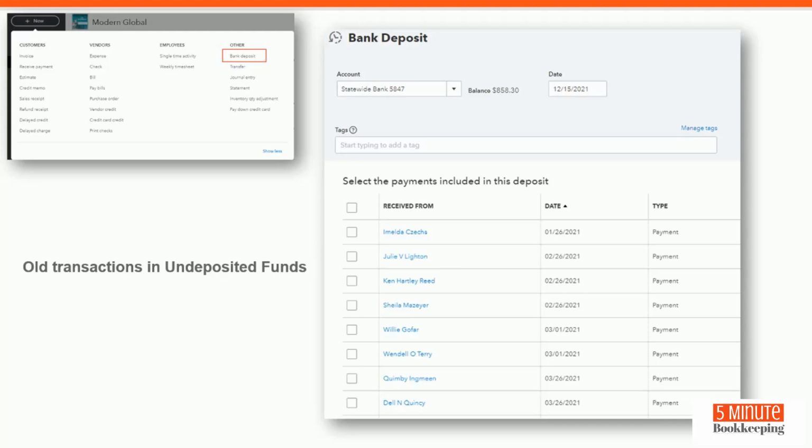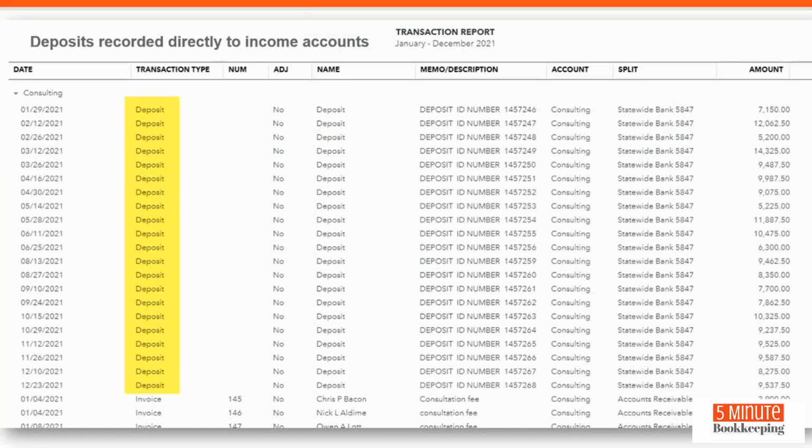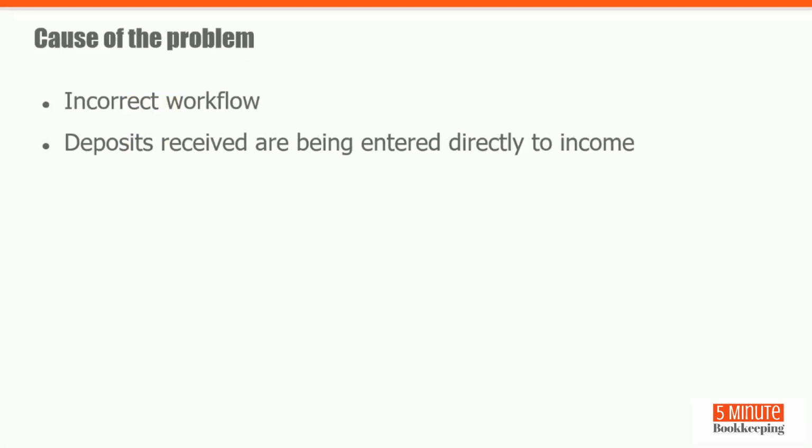And as you can see from the bank deposit window, we have various old transactions that haven't cleared out of the bank deposit window. Another symptom of the problem is that when we go into the consulting income account detail, we see that there are a lot of deposits recorded directly to income when in fact we should be seeing only invoices. So now we know we have a problem. So what is the cause of the problem?